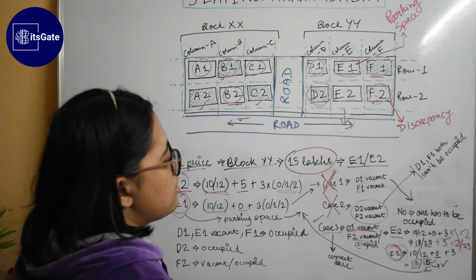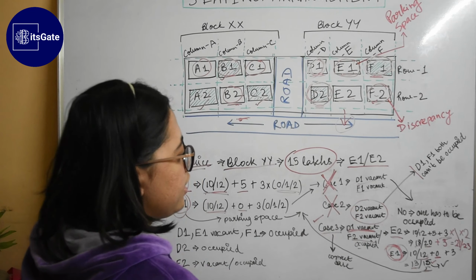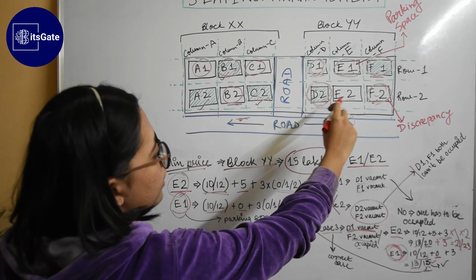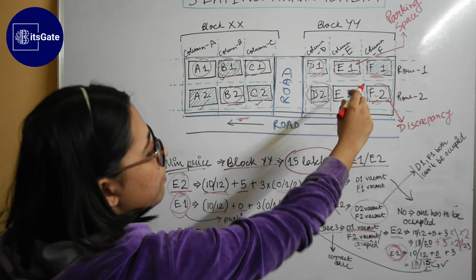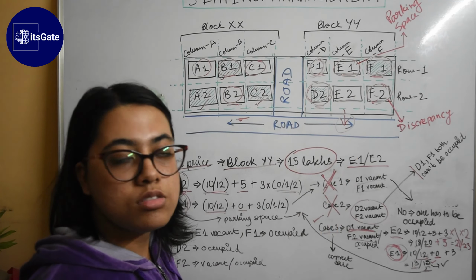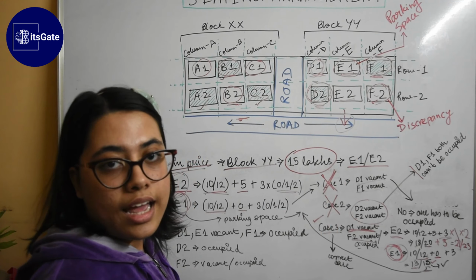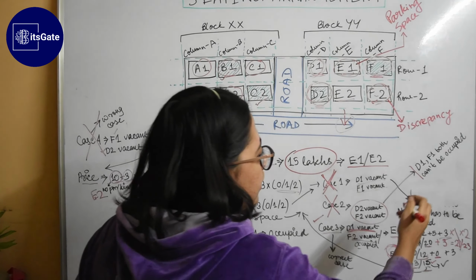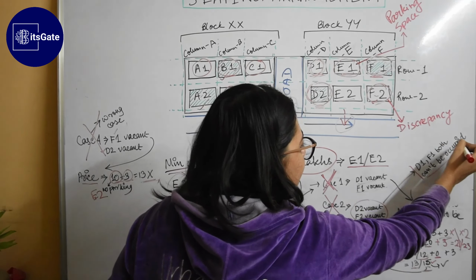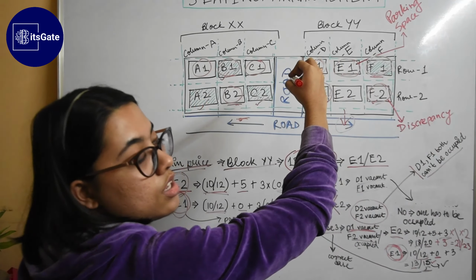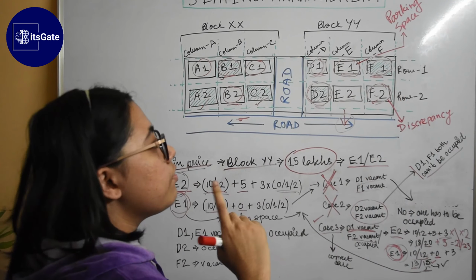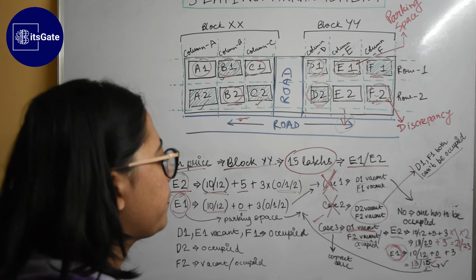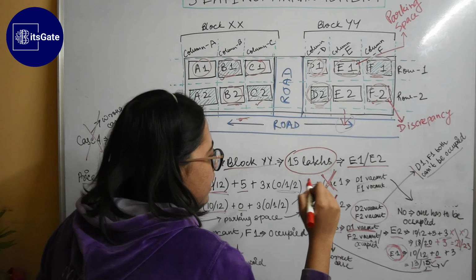Now let's go to case number 2. D2 is vacant and F2 is vacant. If D2 and F2 are vacant, then D1 and F1 have to be occupied because it was also given that in row D and row F, at least one house has to be occupied. So D1 and F1 have to be both occupied, but both can't be occupied because in row 1, there can be only one occupied house.